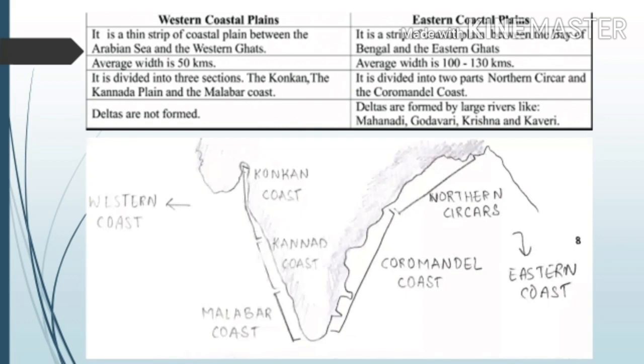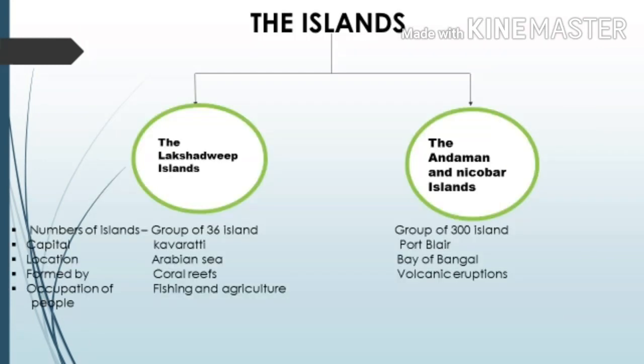Now the eastern coastal plains. It is a strip of coastal plains between the Bay of Bengal and the Eastern Ghats. It is wider than the western coastal plains. It is divided into 2 parts, northern Sircars and the Coromandel Coast. Some deltas are found here, as the rivers Mahanadi, Godavari, Krishna, and Kaveri form the deltas. So the area is comparatively fertile also.